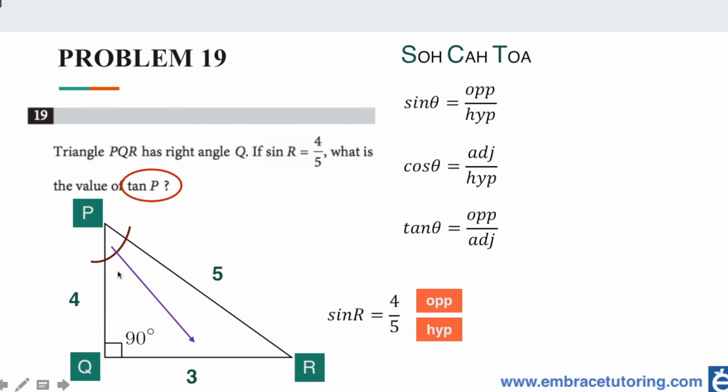And then my tan of P is 3, and my adjacent is going to be 4 in this instance, right? Because the 5 will still be across from my hypotenuse. So in this case, I'm going to have tan of P equal 3/4, and 3/4 will be the answer to number 19.